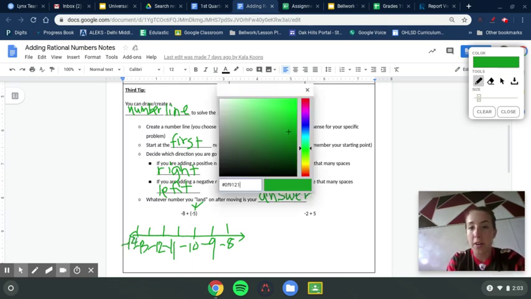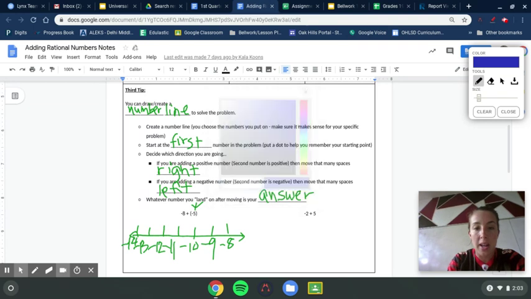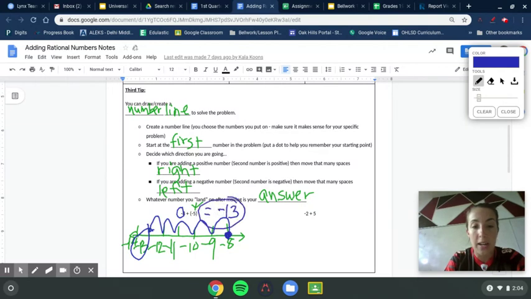Okay, so then my first number, I'm going to put a dot on my first number. So my first number is -8, so I'm putting a dot here. Then it says I'm adding -5. Adding a negative means I'm moving to the left. So I have to move to the left 5 spots. 1, 2, 3, 4, 5. So I landed on -13. So -8 plus -5 equals -13.